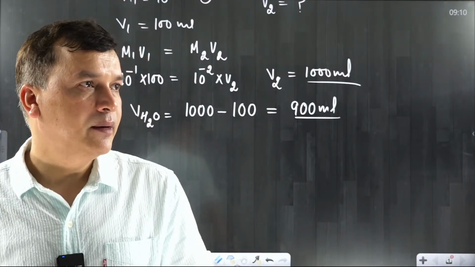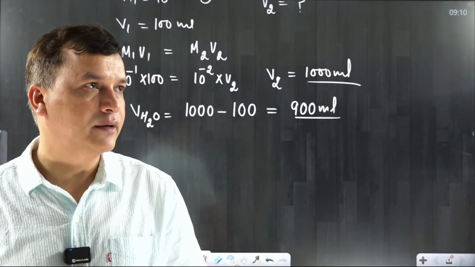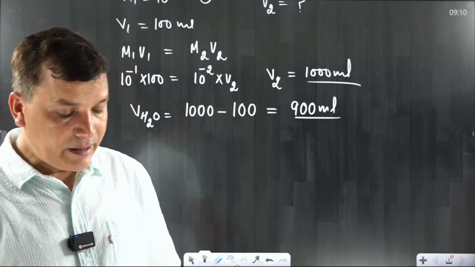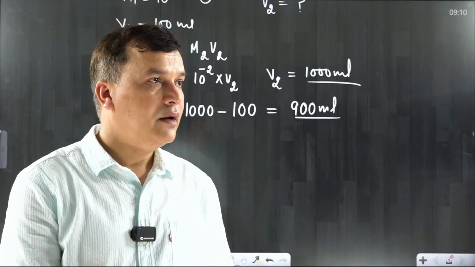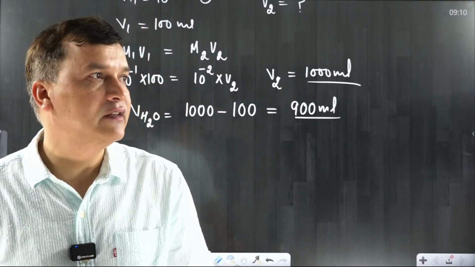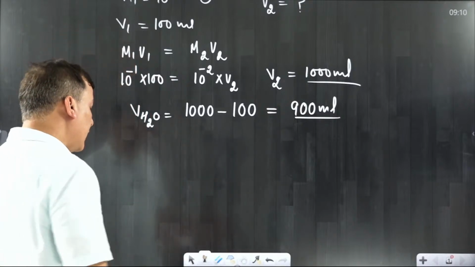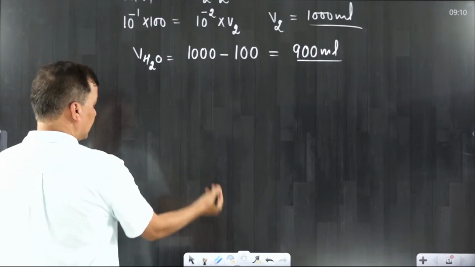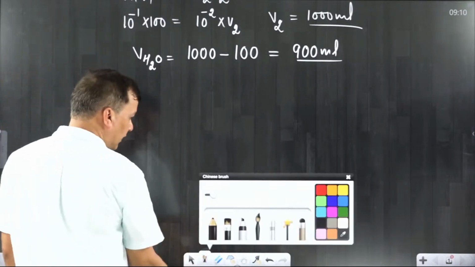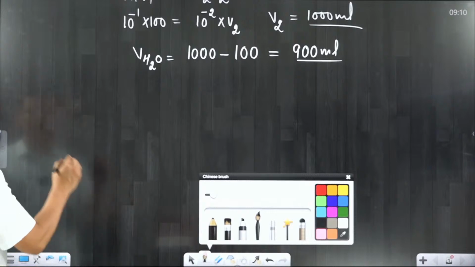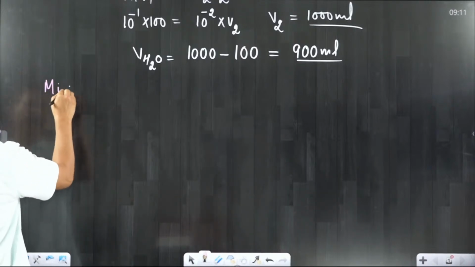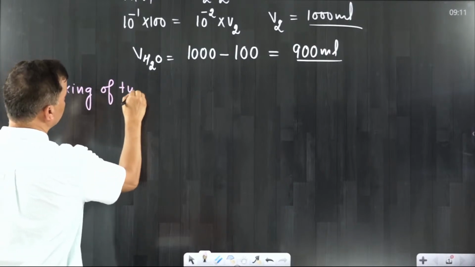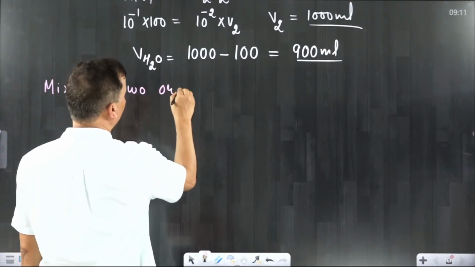So, dear student, please respond. Is it clear or not? Dilution means addition of water in the solution, and the number of moles will remain the same. Now, dear student, after that, mixing of solutions. Here I am writing mixing of two or more solutions.